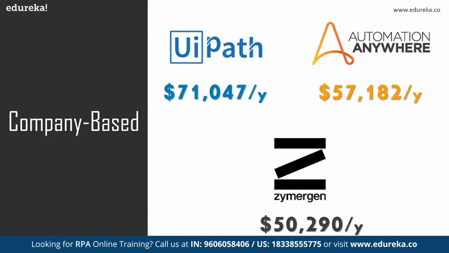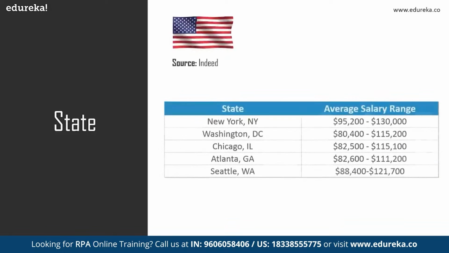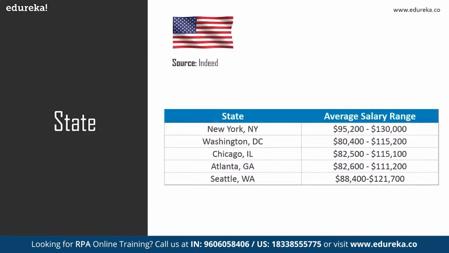Now let's move forward with the final one, that is the salary trend based on geographic locations. So what I've done is I've considered various states in United States and in India. Talking about United States first, according to Indeed.com, the average salary range for RPA developers in New York ranges from around $95,000 to $130,000. Similarly, in Washington, it ranges around $80,000 to $115,000.